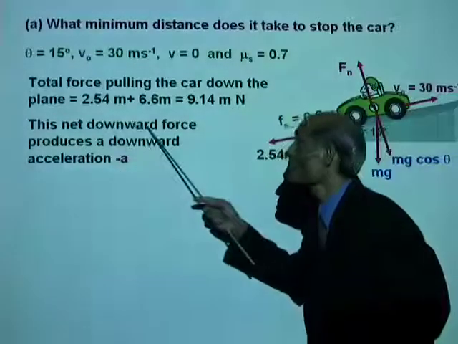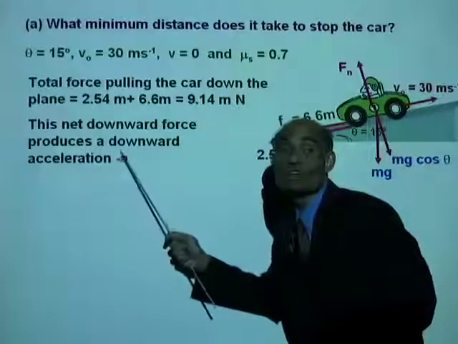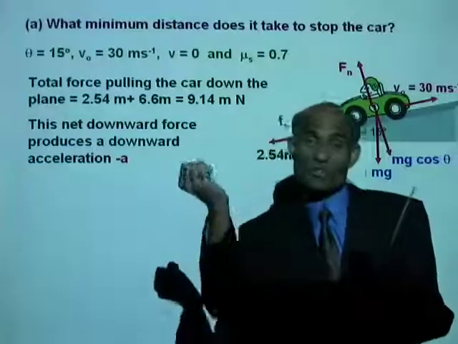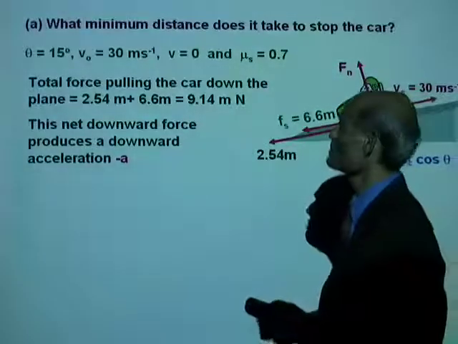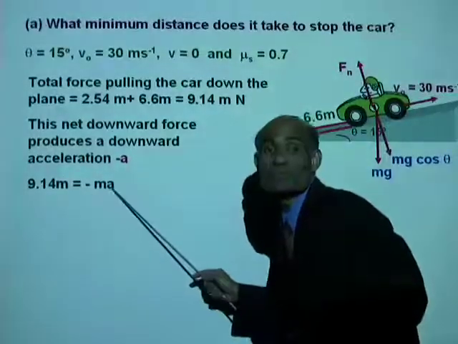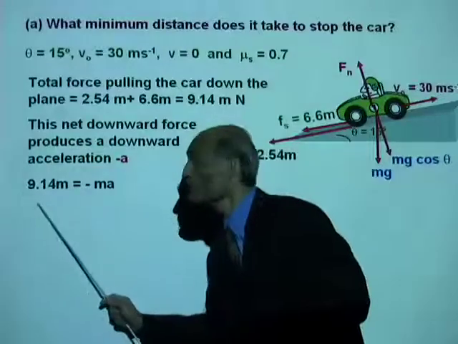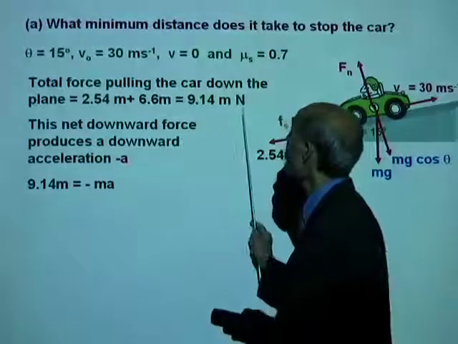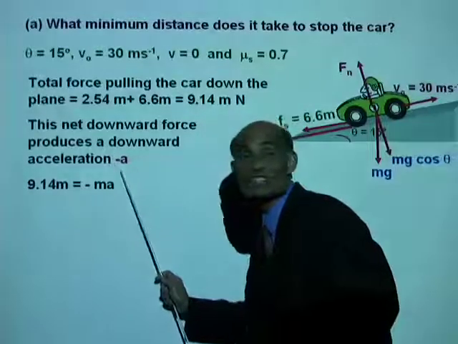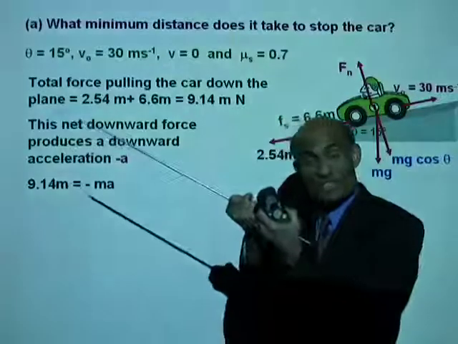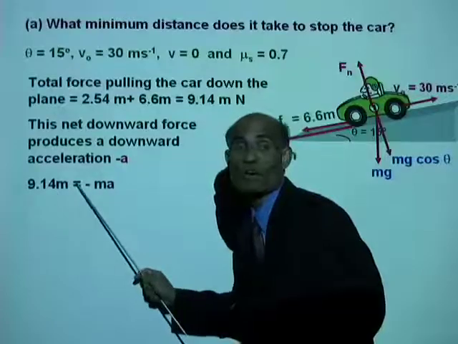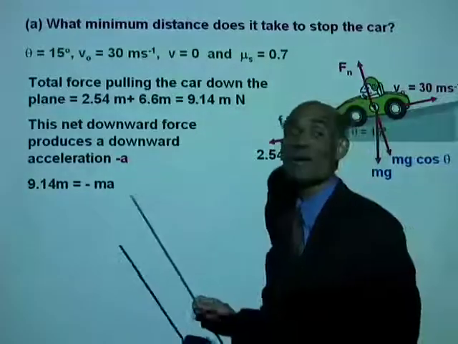And this net force will produce a downward acceleration of negative a. The acceleration is negative because it is opposite to the direction of motion. So that net force equal to ma. You see that? The net force on the car is 9.14 m. That net force produces an acceleration negative a on the car, such that 9.14 m equal to negative ma.